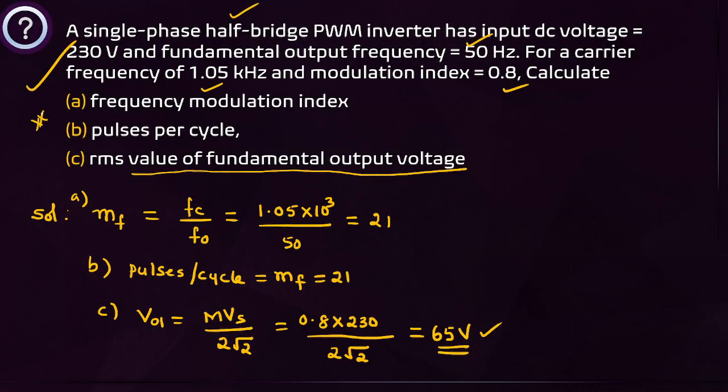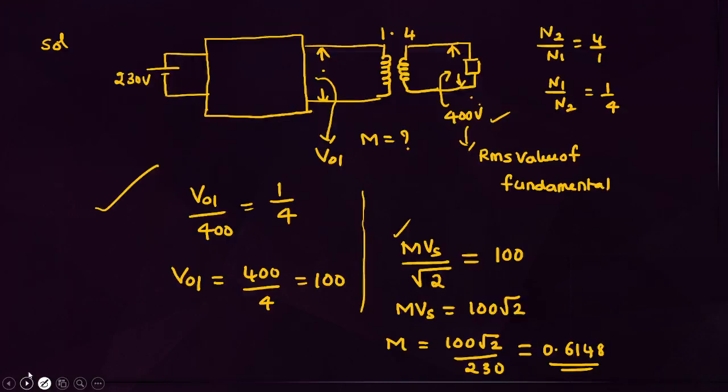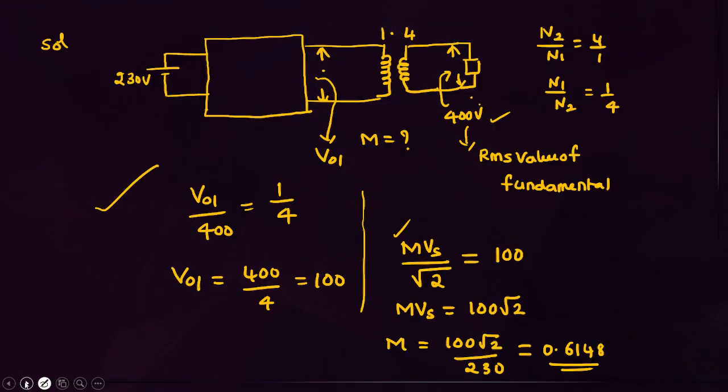This problem you have to practice with respect to multiple PWM technique. If the question is asked, how to solve it, this problem also you have to practice. I have given the solution. This question is based on the single PWM technique, single phase full bridge inverter, fundamental value of output. If unipolar or bipolar switching is given, that means the sinusoidal PWM technique you have to apply. This problem you have to practice.